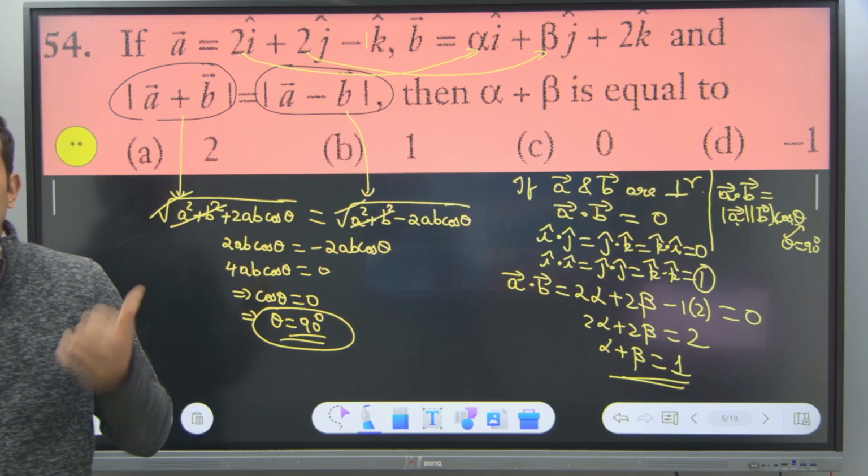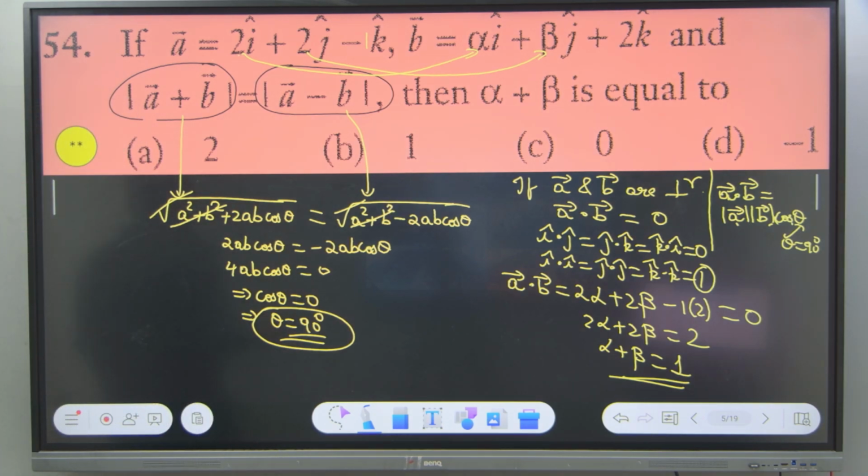Okay, please note this down. So the learning for you is, whenever they give that mod a minus b and mod a plus b are equal, you should immediately understand a and b are perpendicular to each other. And if they are perpendicular, which product will be 0, students? The dot product.